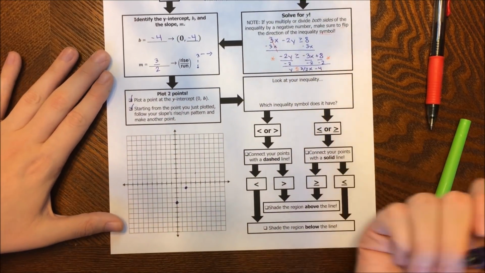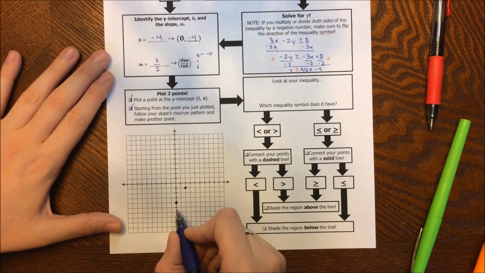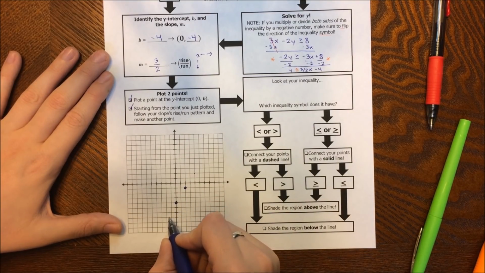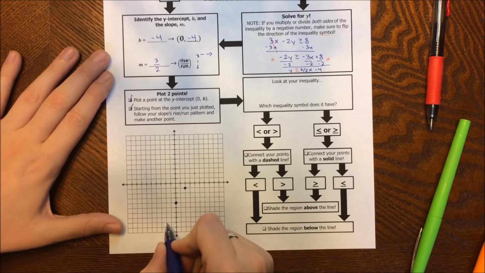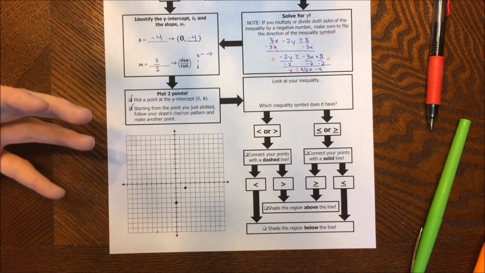And then if you really want to get fancy, of course, instead of going up 3, forwards 2, you can go down 3, back 2. Alright, so we have all of our points in.